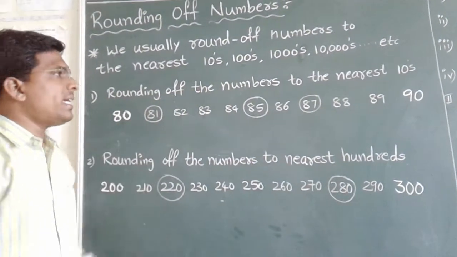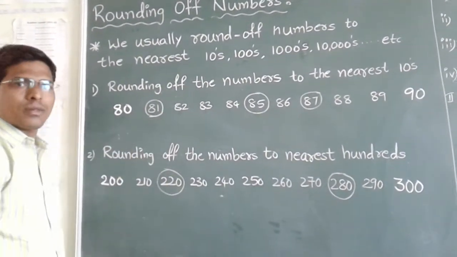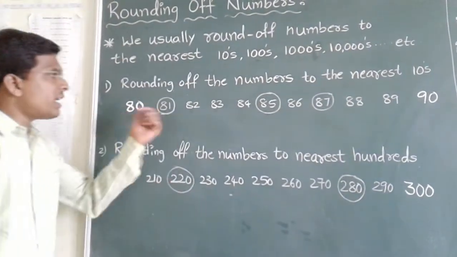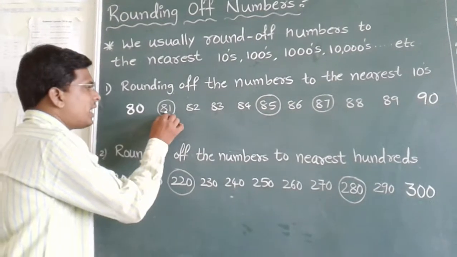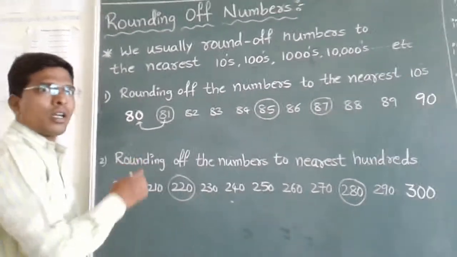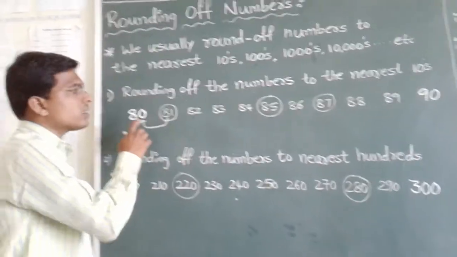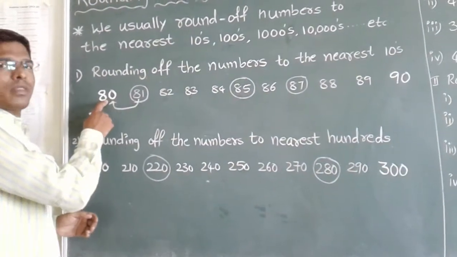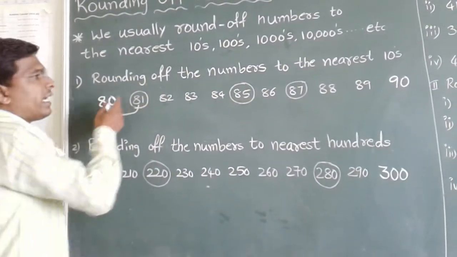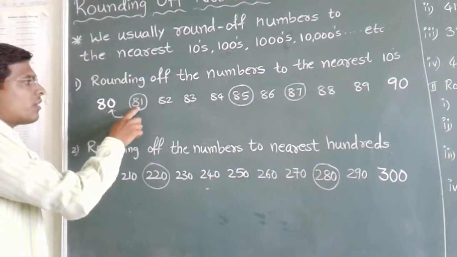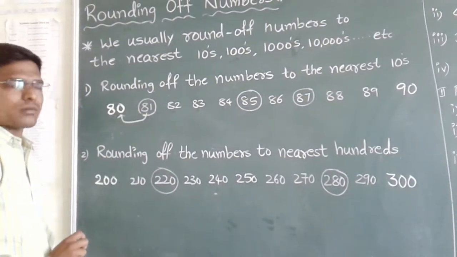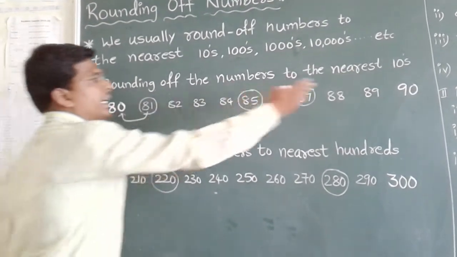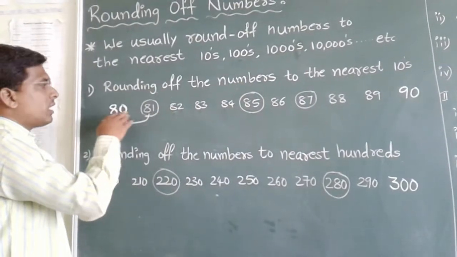Take 81. If you round off 81 to 80 or 90, which is nearer? 81 is very near to 80, so we round it off to 80. Take the nearest value, not the farthest value. 81 is nearer to 80 than to 90, so that's why we round 81 to 80 only. Next, 82 is also nearer to 80 than to 90, so we can round it off to 80.